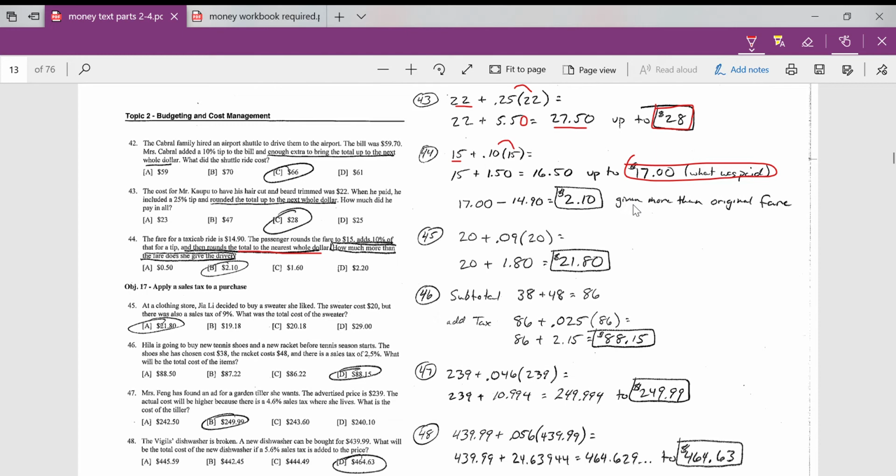the taxi driver. Okay, now the question is, how much more than the fare does she give the driver? So the fare was the $14.90. Let me erase that just in case I'm doing that later. It's the $14.90. So she gave 17. We want to know how much more than $14.90 is that.